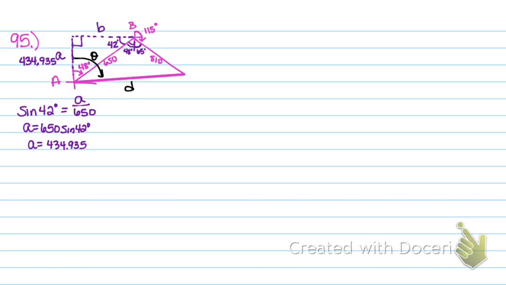The small top side over here on the left, I can label that B and we can find it. I'm going to use the 48 degrees in that triangle. So I know sine of 48 degrees equals opposite, which is side B, over hypotenuse, which is 650. So B is equal to 650 times sine of 48 degrees.